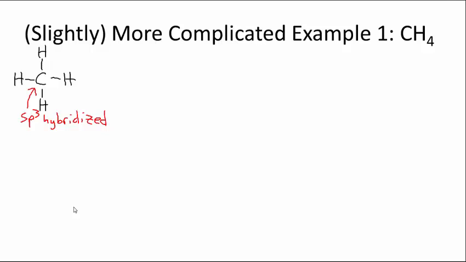So that would mean carbon has 4 sp3 hybrid orbitals, so I draw 4 little lines. And then hydrogen, well, there's 4 of them, and each of them has a 1s orbital. So I draw 4 little lines there.